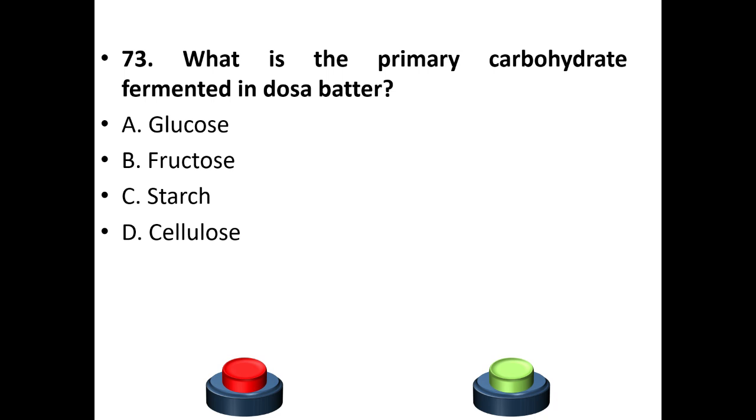73. What is the primary carbohydrate fermented in dosa batter? Starch, glucose, fructose, cellulose. Which is the answer? Your answer is option C. Starch.